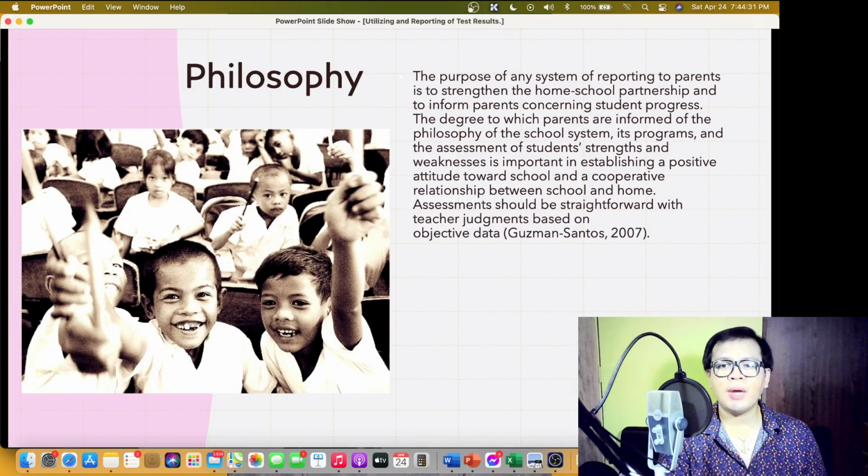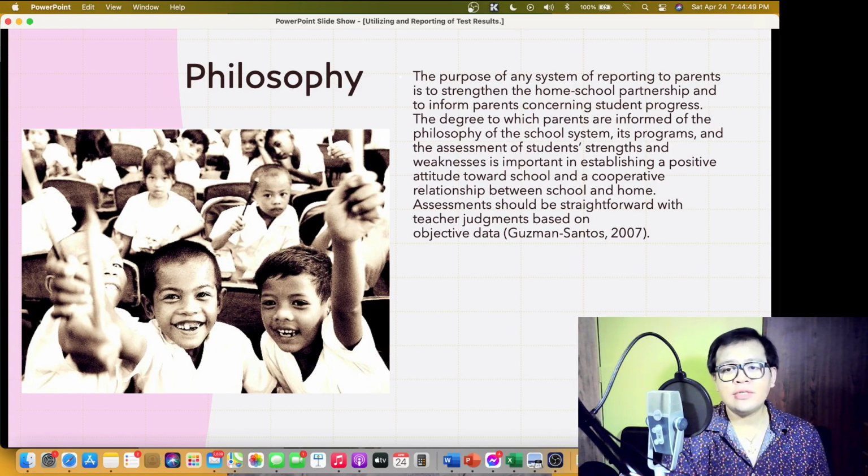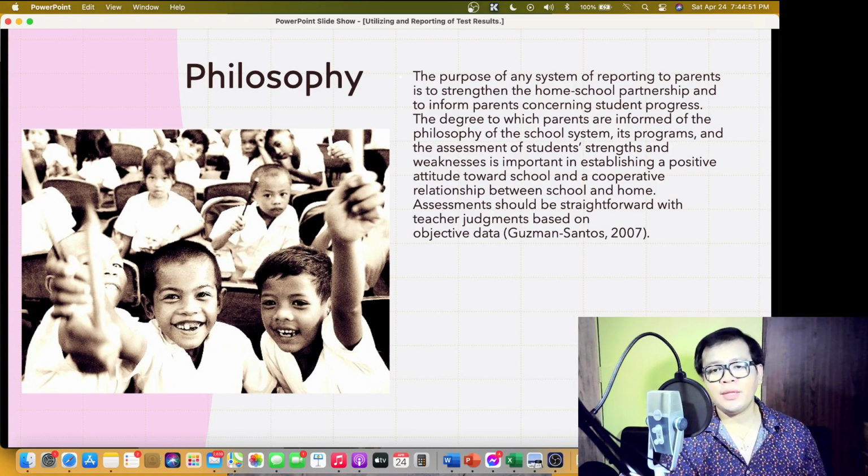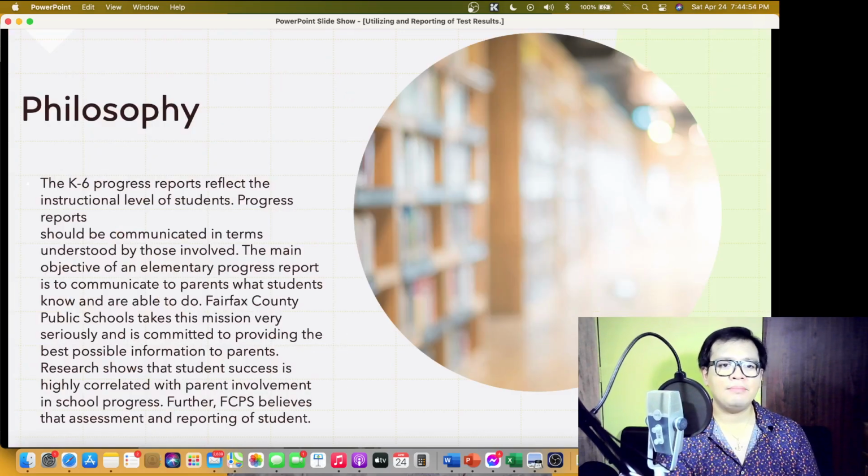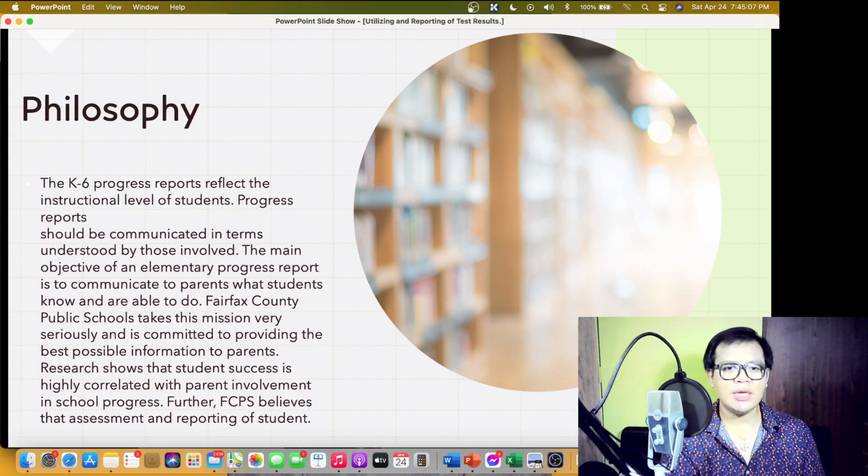The degree to which parents are informed of the philosophy of the school system and its program, and the assessment of students' strengths and weaknesses, is important in establishing a positive attitude towards school and a cooperative relationship between school and home. Assessment should also be straightforward, with teachers' judgment based on objective data. And K6 progress reports reflect the instructional level of student progress. Reports should also be communicated in terms of how they should be understood by those involved.